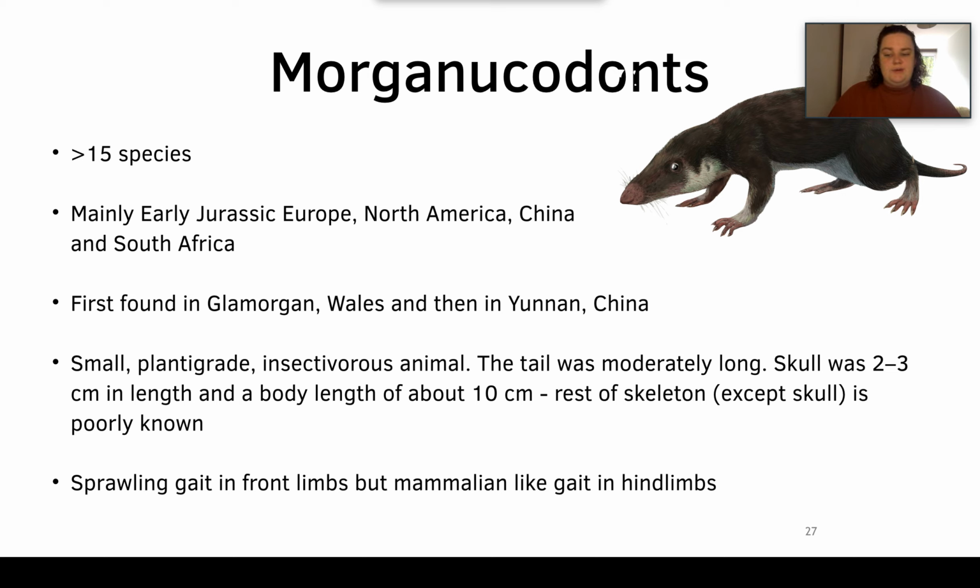And they are small insectivorous animals, and the tail was pretty long. The skull was around 2 to 3 centimetres in length, and it's thought that they had a body length of around 10 centimetres. So bar skull, the rest of the skeleton is poorly known, and it had a sprawling-like gait in the front limbs, but mammalian-like gait in the hind limbs, which is really, really weird.